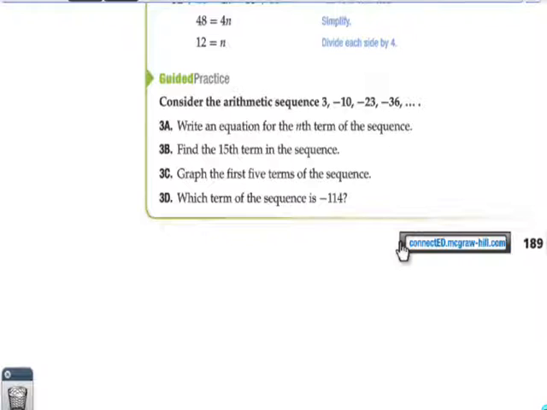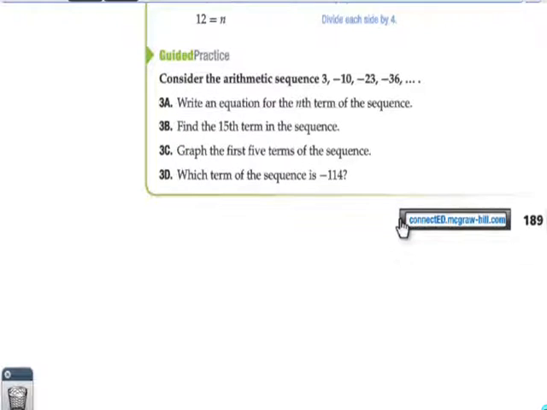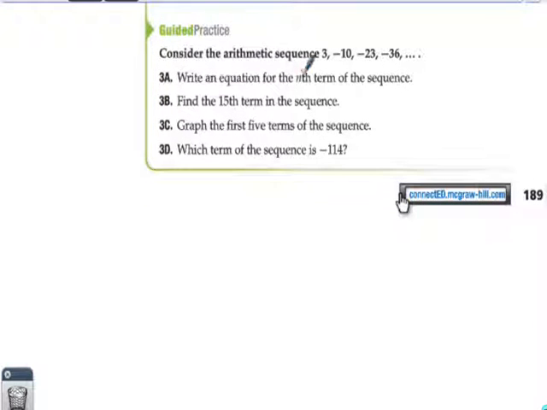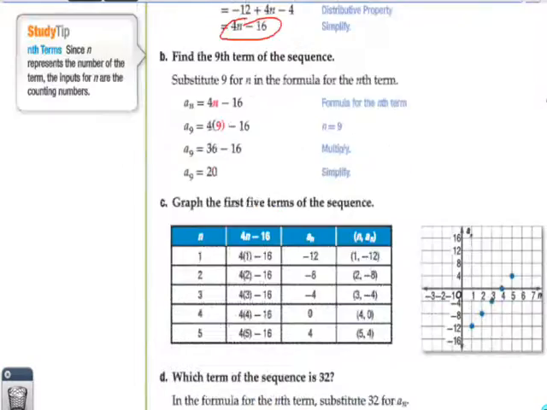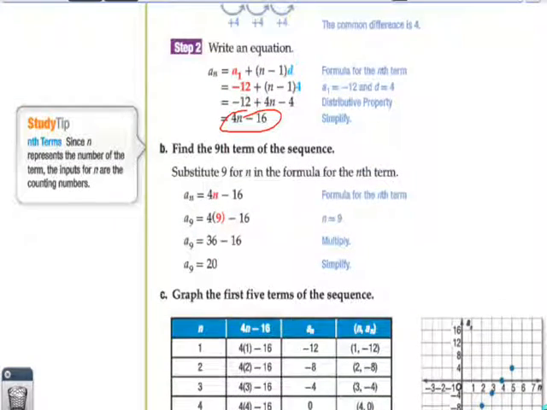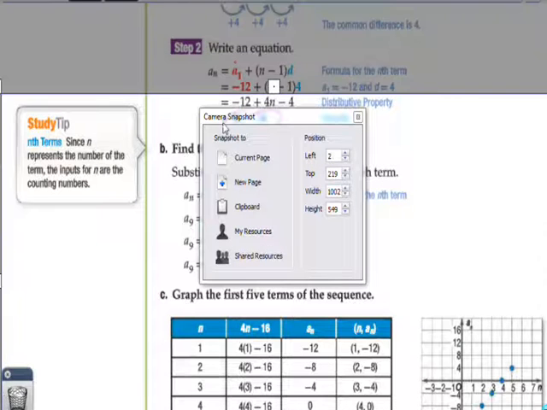So let's do some practice, and we're going to do this one together, okay? Consider the sequence 3, negative 10, negative 23, negative 36. First, let's write the equation. All right, so let's do this. The general form of the equation is this up here. You'll write it, and I'll do it fancy style.